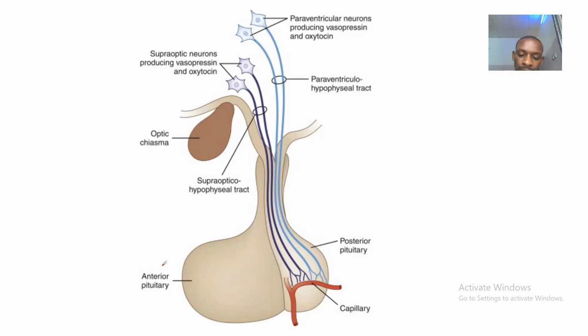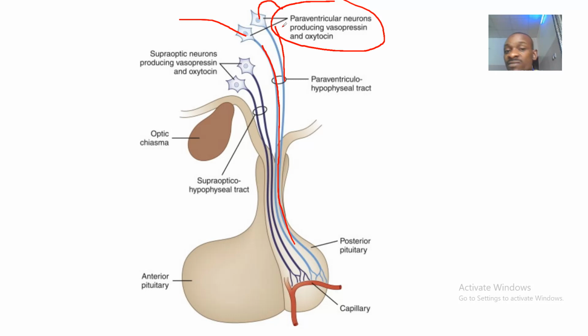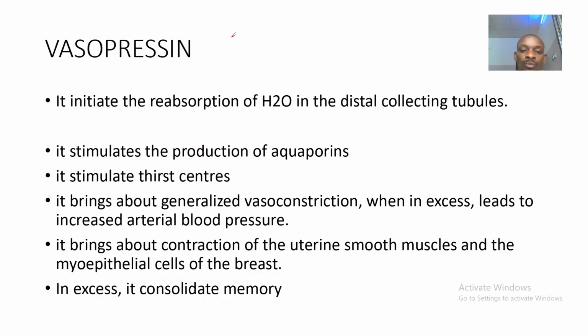Okay, so this is basically the paraventricular neurons producing vasopressin. This is the supraoptic nuclei. This is the paraventricular nuclei, all right? So this is the transport, all right? So neurophysin 2 transports the vasopressin, and neurophysin 1 transports the oxytocin. Okay. So now let's talk about these hormones produced.